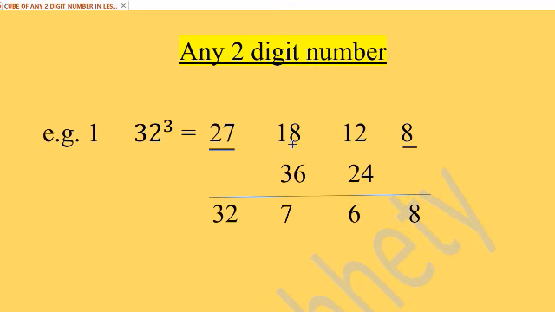Just simply double this number 18. So on doubling this number 18, we get 36. Similarly, double this number 12.